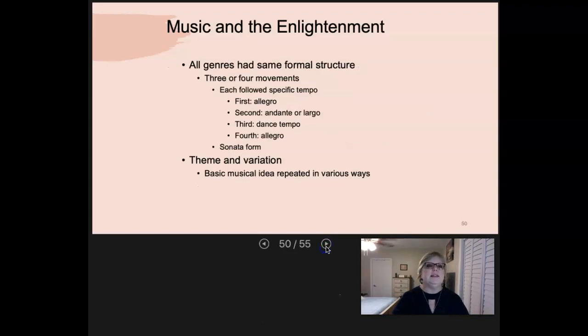All genres had the same formal structure. There were three or four movements. Each followed a specific tempo. The first was allegro, the second was andante or largo, the third was dance tempo, and the fourth was allegro. And the sonata form is created. There was theme and variation, a basic musical idea repeated in various ways.